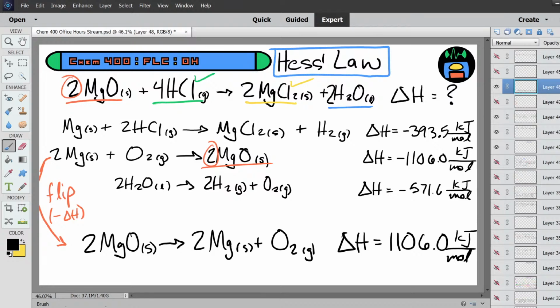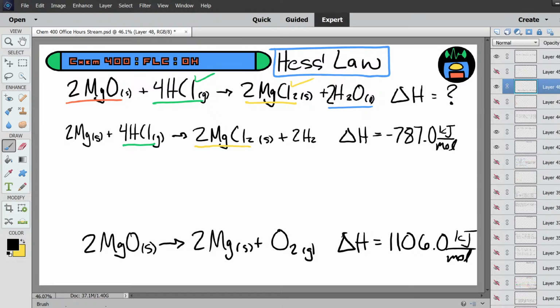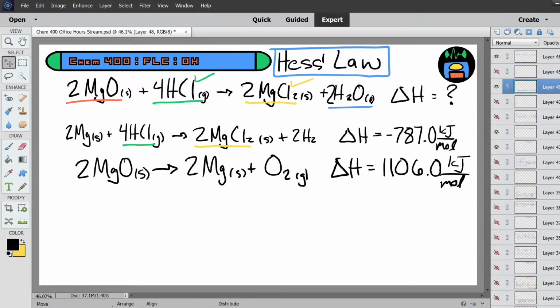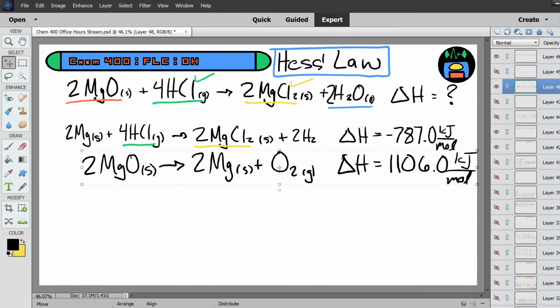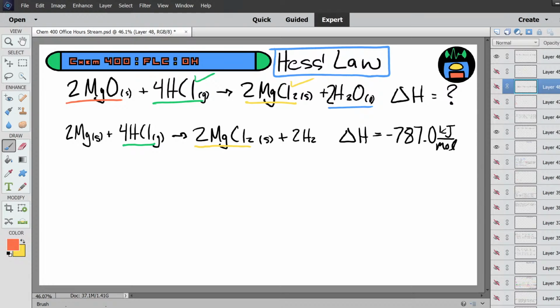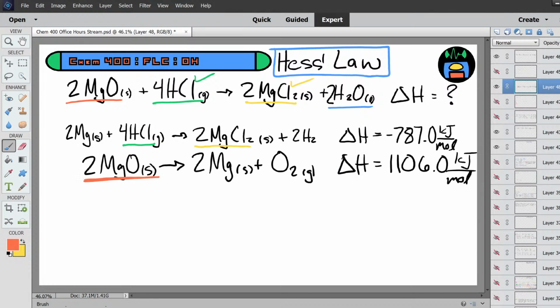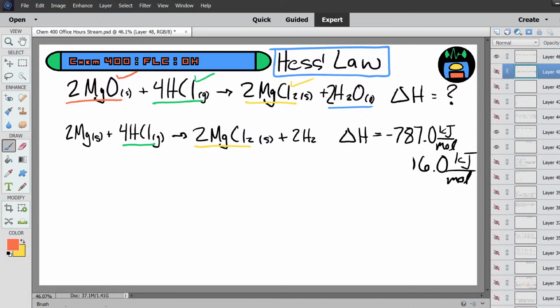All right, now when I look at what this buys me, because again, our end game here is we want to add all of our things up together. And now I have 2 moles of magnesium oxide right where I want it. All right, so now it's time to go after water. I want 2 moles of water on my product side. Let's see what I have to work with.